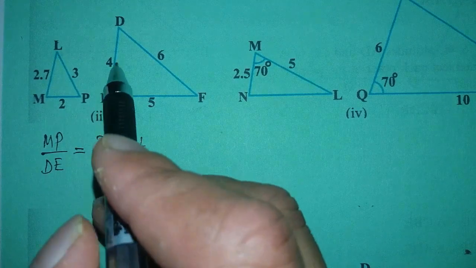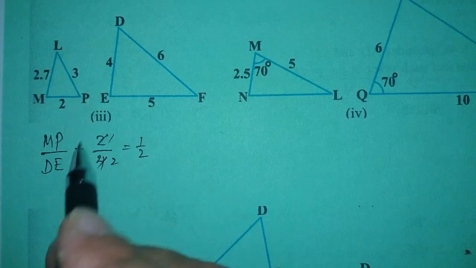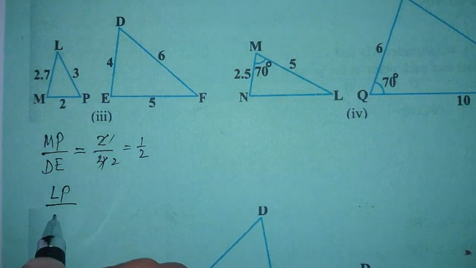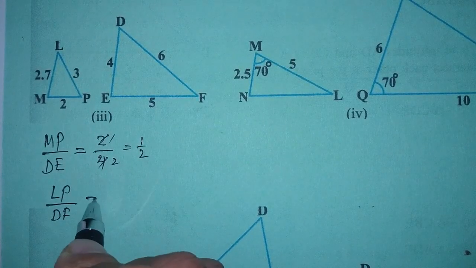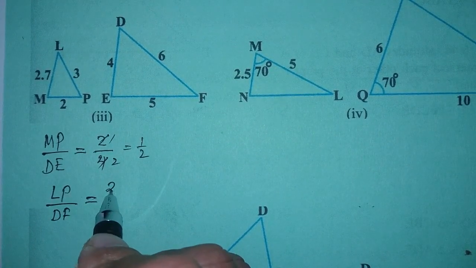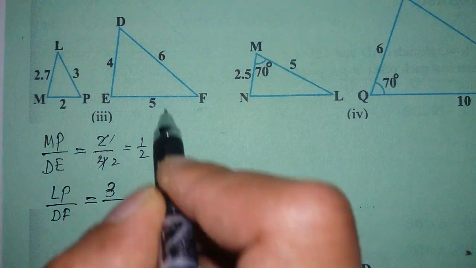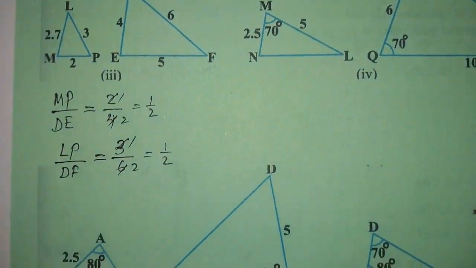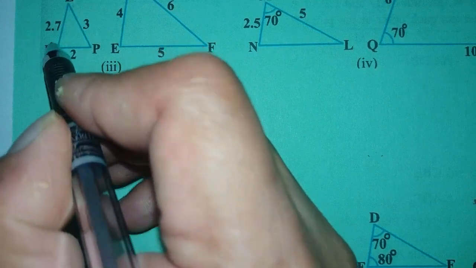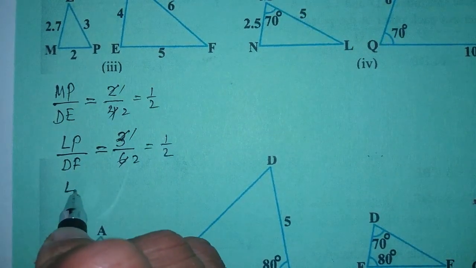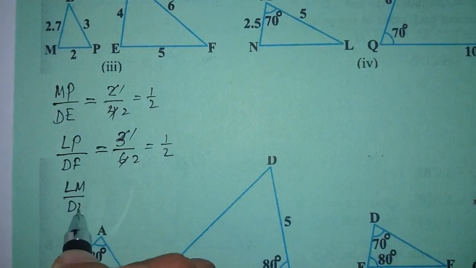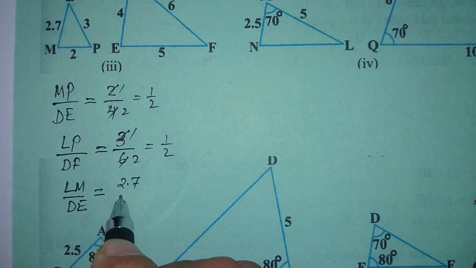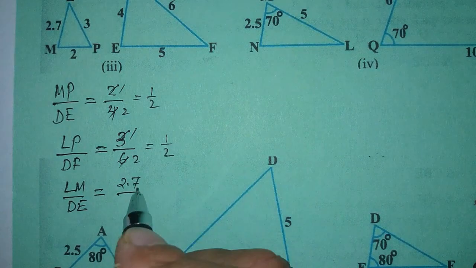And then the longest side. Here the longest side is LP, and here the longest side is DF. So LP is 3 and DF is 6. So here we get again 1/2. Now the middle one, the other side, that is LM and DE. LM by DE: LM is 2.7 and DE is 4.